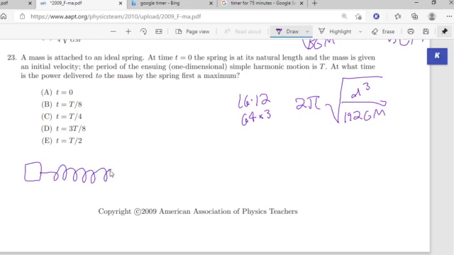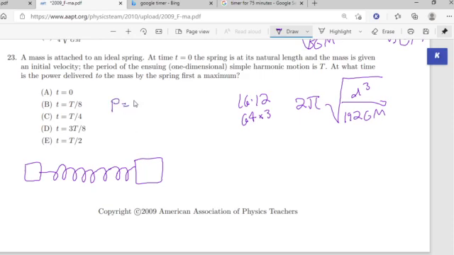A maximum, or what? What is the power delivered to the mass by the spring first? Wait. Okay, the wording is weird. Oh wait, no. At what time is the power delivered to the mass by the spring first a maximum?